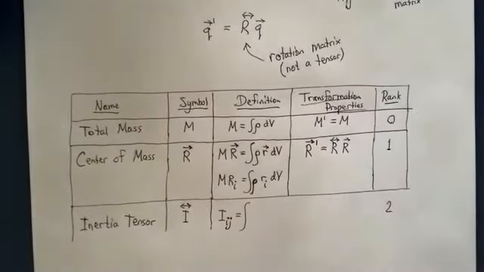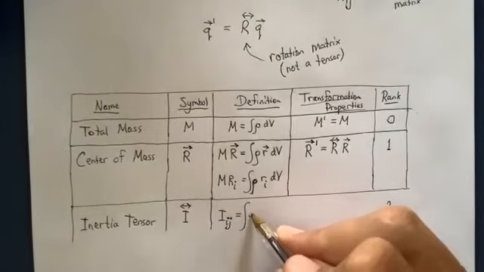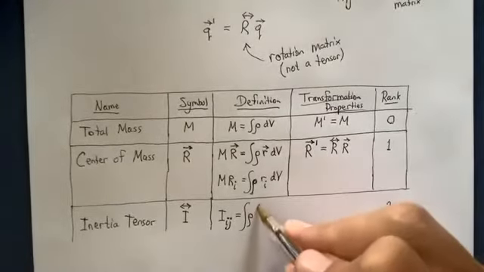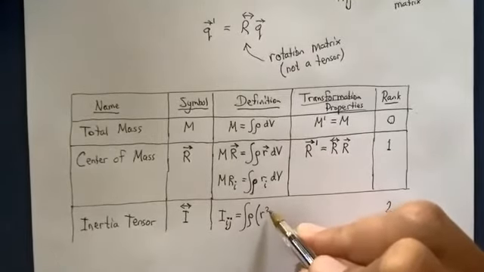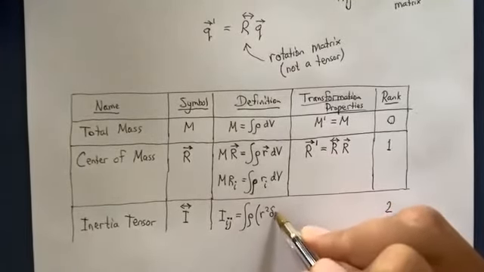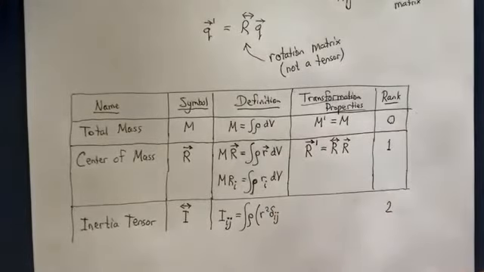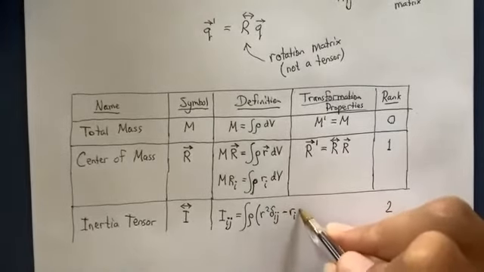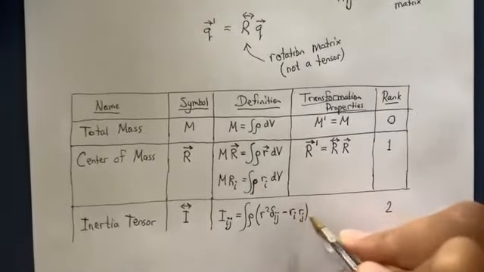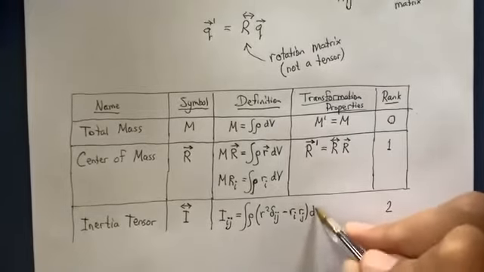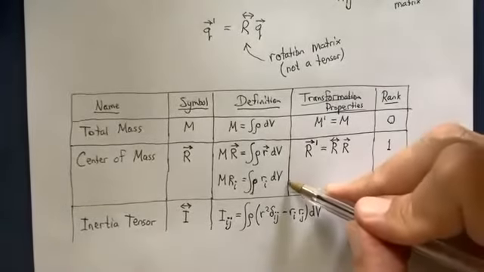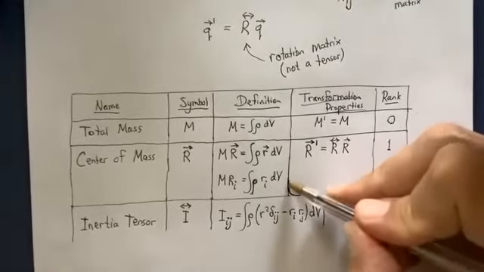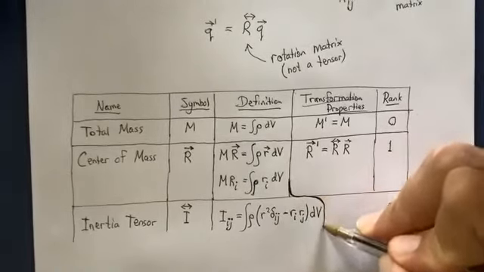you integrate over all space. You have rho, the volume mass density. And now you have R squared delta ij, the Kronecker delta. I'm going to have to squeeze this in here: minus R sub i, R sub j, dV. Obviously this portion of the column gets bent like so. It can easily be done with a little extra ink.